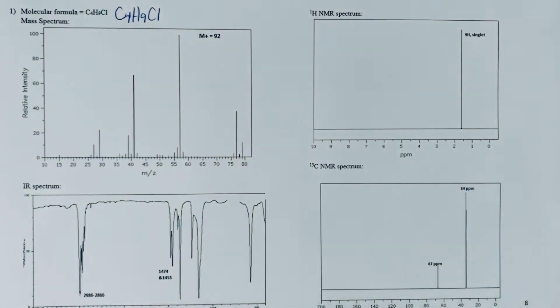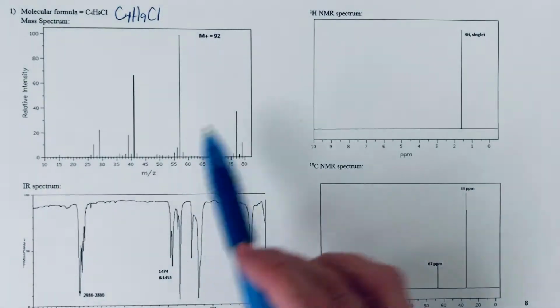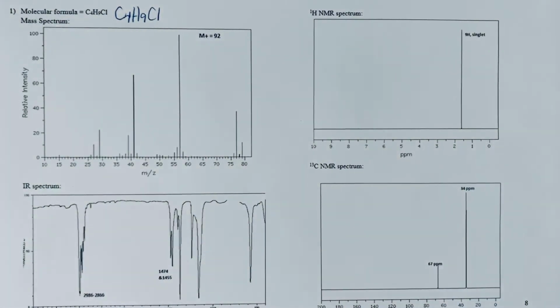That's an important point to make: when we propose a structure, we want to make sure that what we have said is consistent for all of these different types of spectroscopy. There's no one correct way to approach this. I can make some recommendations about the things that I look at first, but really it's kind of a personal process of putting together the puzzle pieces.